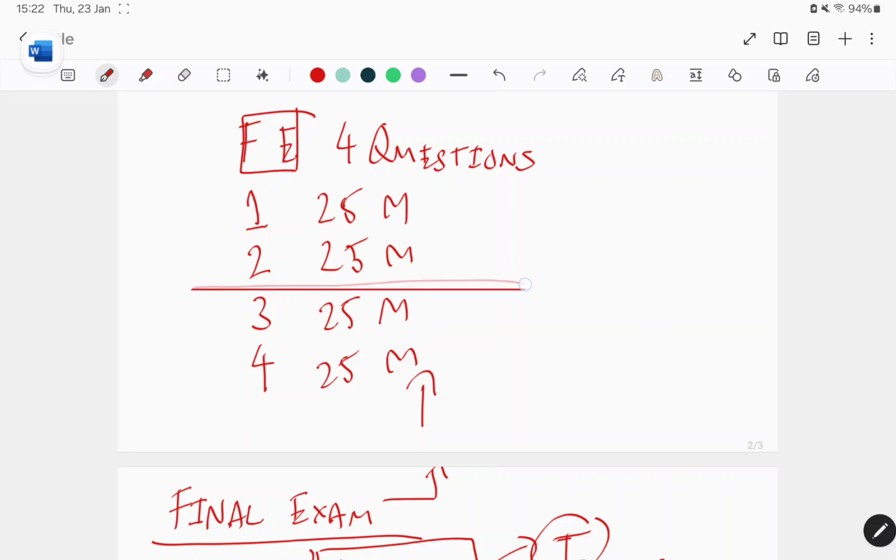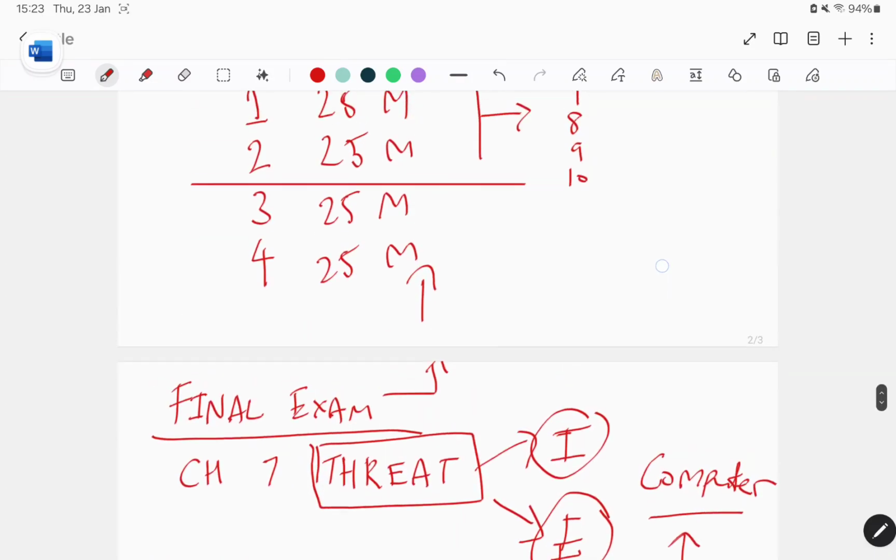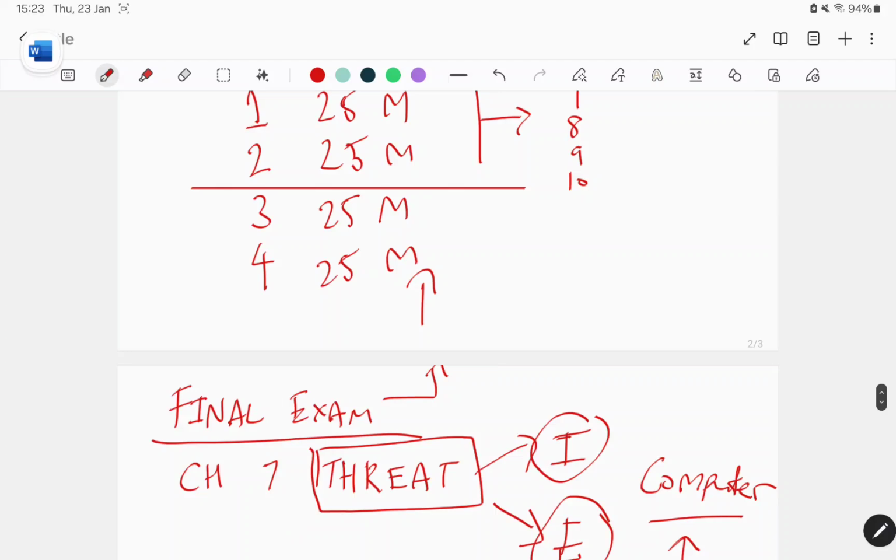Then over here, I think these are the things that are very clear. The 2 questions over here will be from chapter 7, 8, 9, and 10. Right? Wait, is it correct? No, it's not 7. I also went wrong. It is chapter 5.